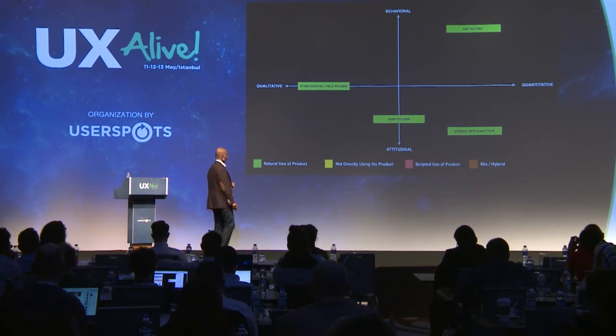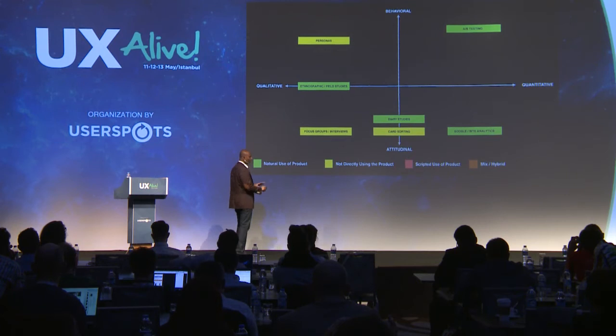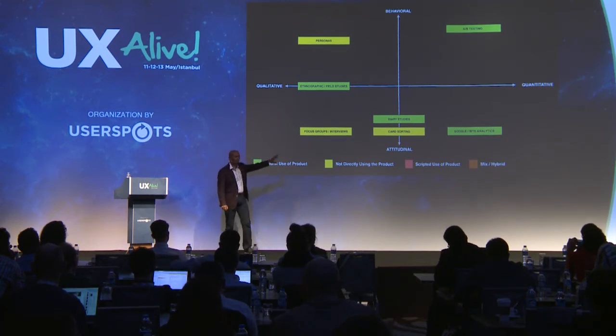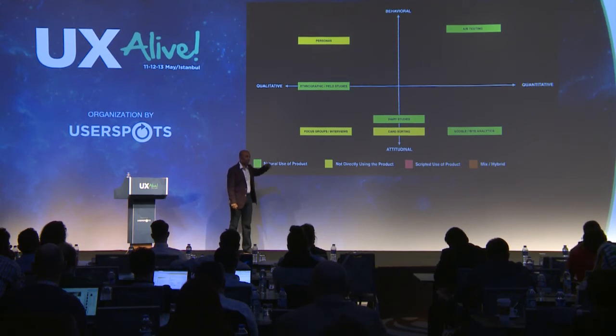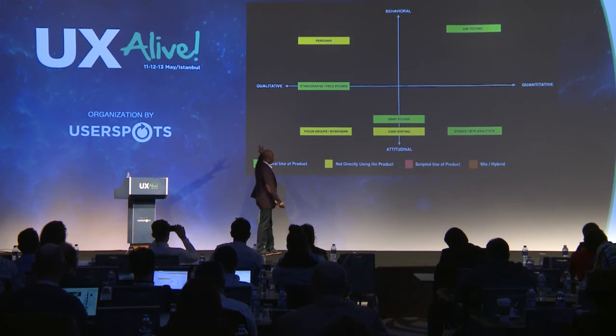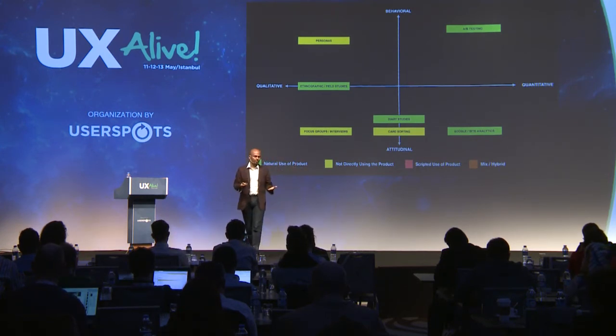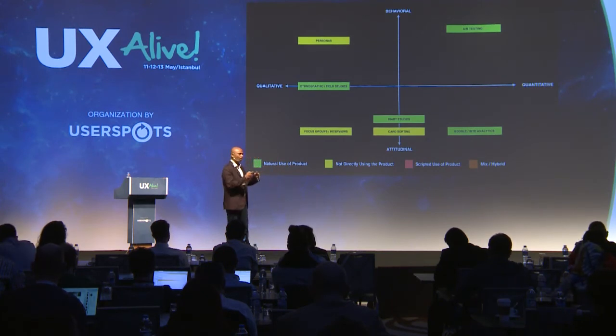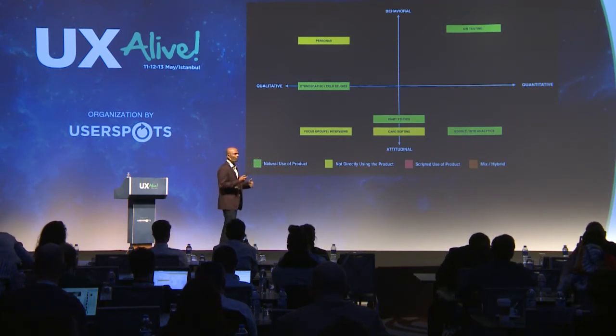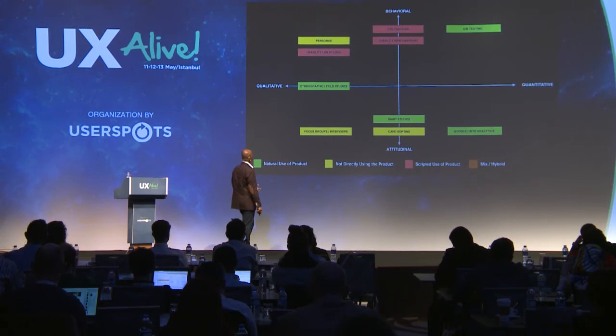The next one is where people are not directly using your product. This is where your focus groups come into picture. They may or may not have used your product, but you're trying to get attitudinal information from them, which is qualitative. Then you have your personas. You have your card sorting exercises and few others. Don't take this list as the complete list of methods that are available. I'm just trying to put together a list which is commonly used by UX designers.